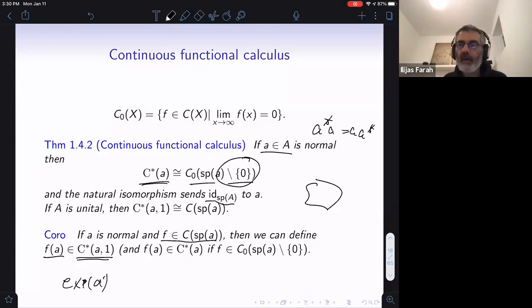This you could actually do in an arbitrary Banach algebra by just a power series. But more interestingly, for example, if the spectrum of A is a subset of the real numbers, then you can define the absolute value of A by just applying the absolute value to this. And you can define square root and whatnot. So we'll be coming back to this over and over and over.